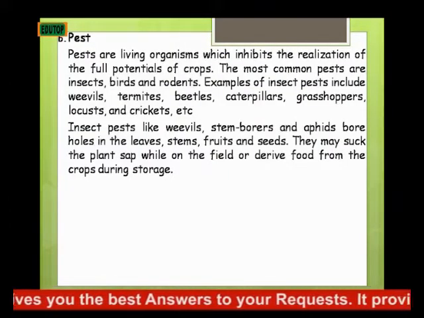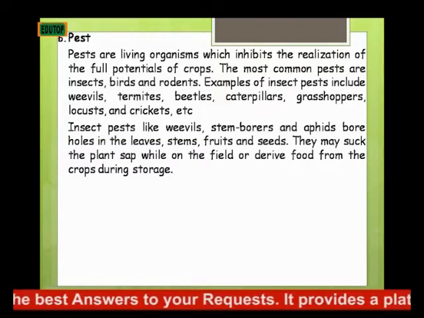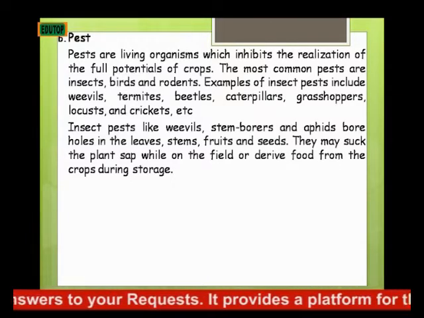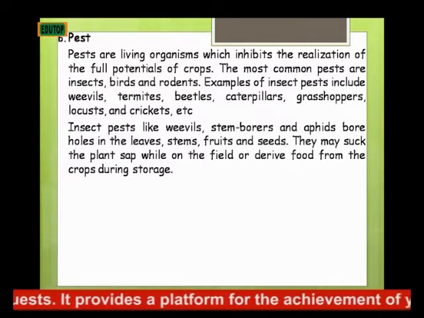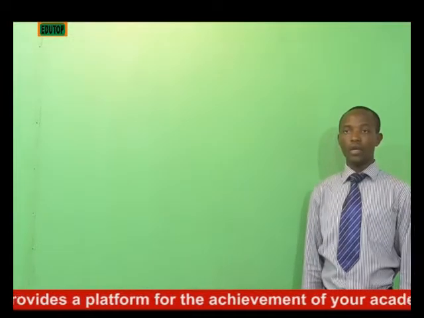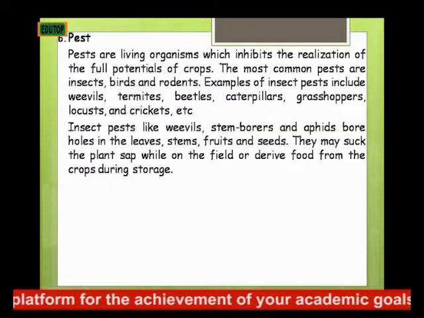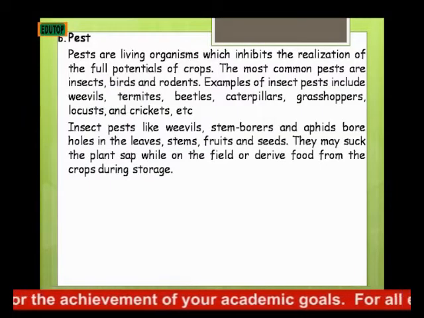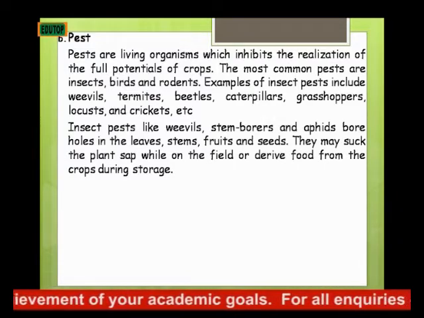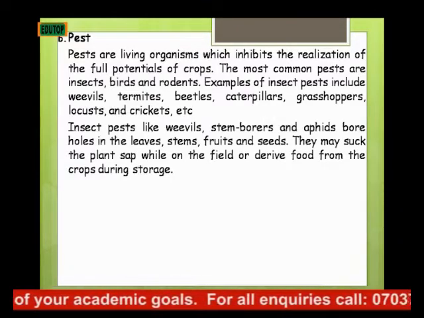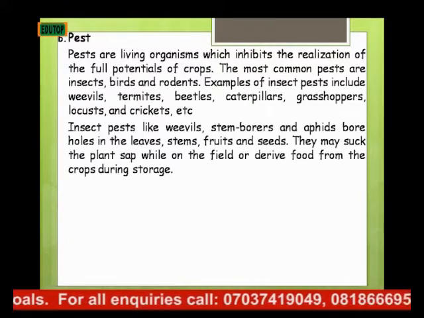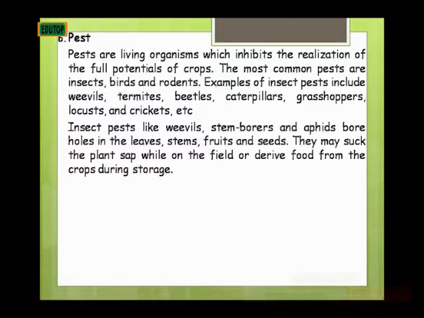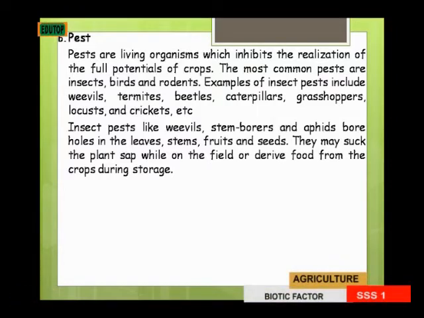Pests are living organisms which inhibit the realization of the full potential of crops. That is, they reduce the potential of crops. The most common pests are insects, birds, and rodents. Examples of insect pests include weevils, termites, beetles. Weevils affect cereals, and then termites, we have beetles, we have caterpillar, we have grasshopper, locusts, and crickets.